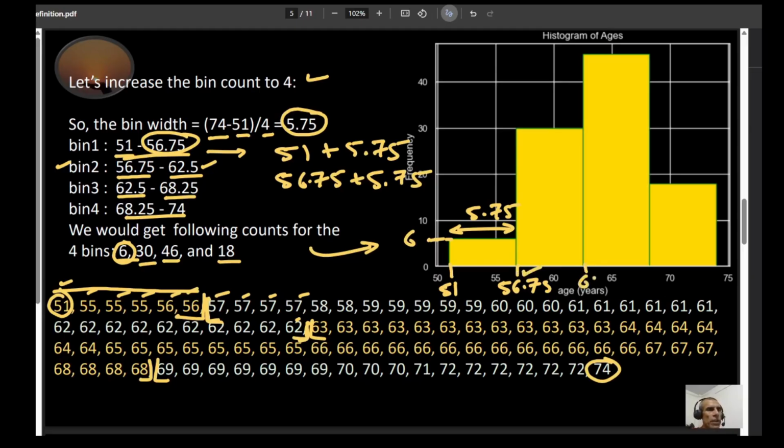62.5, that is right here. Okay, I'm plotting this one right here. It'll be 30. So you can see that the value is 30 right here.